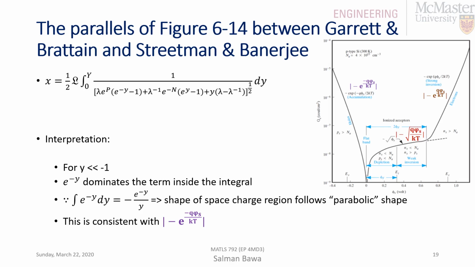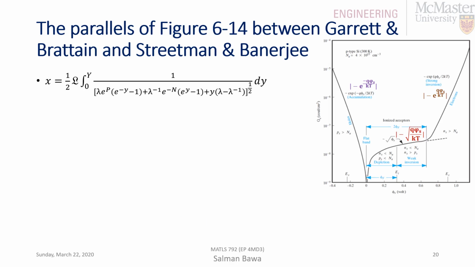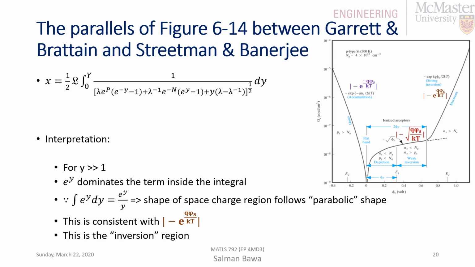For negative values of y much less than -1, e to the power minus y dominates the term inside the integral. This integral gives us the falling exponential shape of the space charge region, consistent with the negative exponential surface potential phi s term, which is the purple colored term on this slide. For positive values of y much greater than 1, e to the power y dominates the term inside the integral. This integral gives us the rapidly rising exponential shape of the space charge region, which is consistent with the positive exponential surface potential phi s term, which is the brown colored term on this slide.